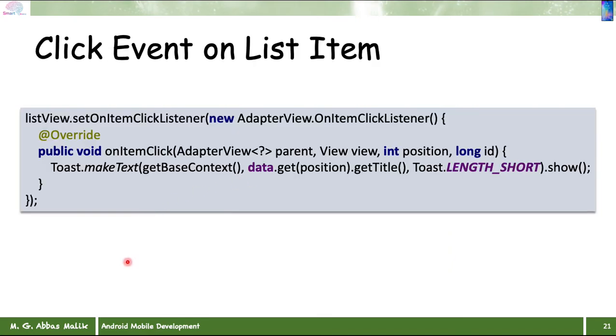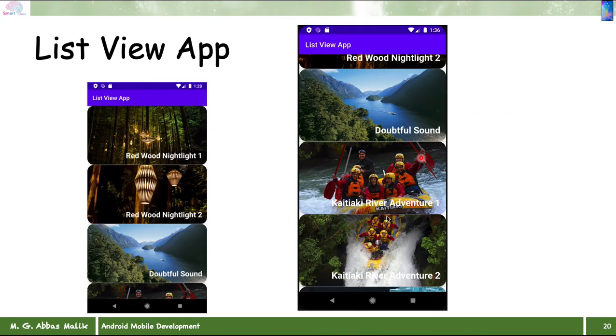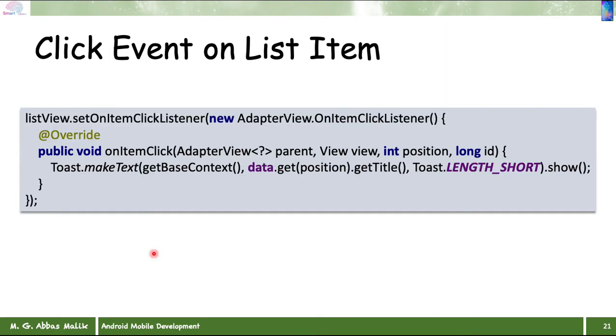Simple. We have a list view dot set on click listener. For each list view we are saying set on click listener. So when you set on click listener, new adopter view dot on click listener, it will actually have that view and position. If I go back, if we click on this one, the position will be 0. If we click on this one, then position will be 1. If we click on this one, the position will be 2. So it will also give us the position on which the user has clicked.